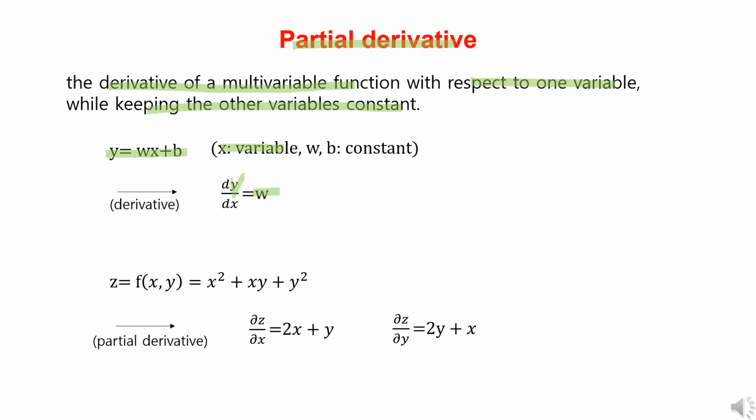Now, let's consider a function z with two variables, x and y. If we take the partial derivative of z with respect to x, we treat y as a constant, and the result will be 2x plus y. Similarly, if we take the partial derivative of z with respect to y, we treat x as a constant, and the result will be 2y plus x.